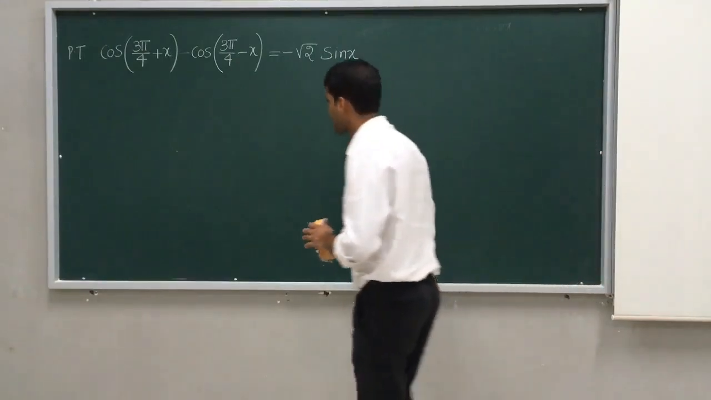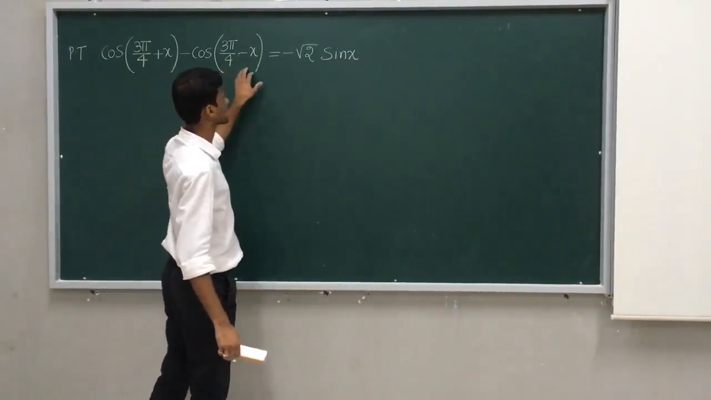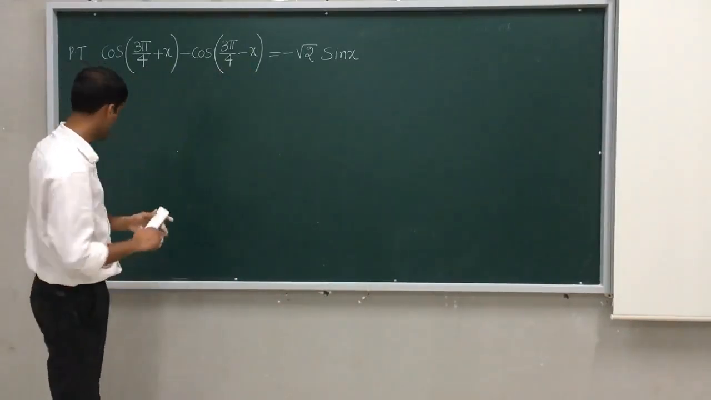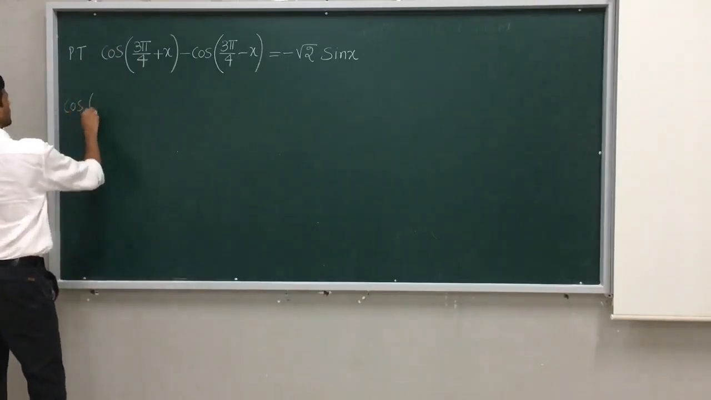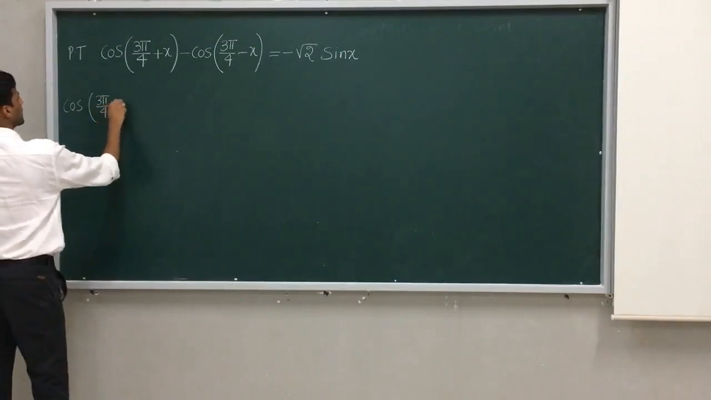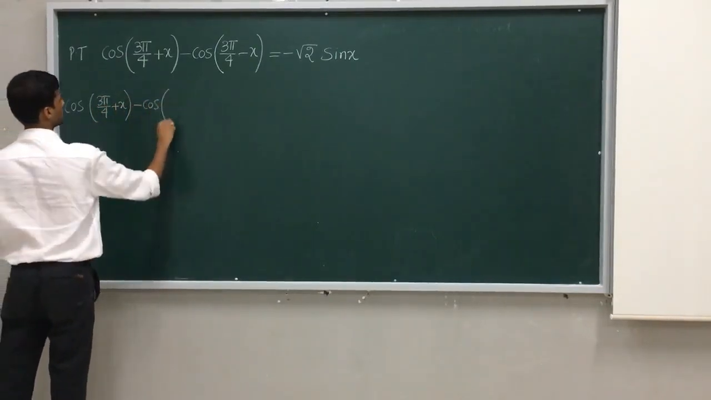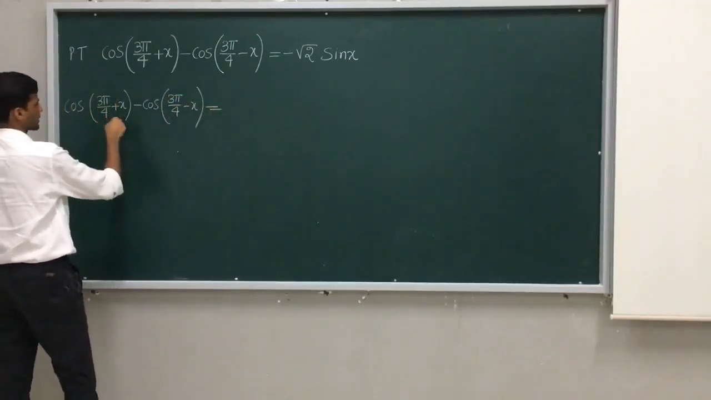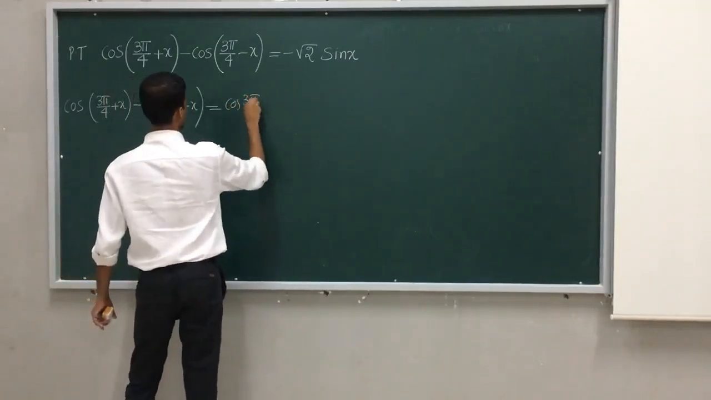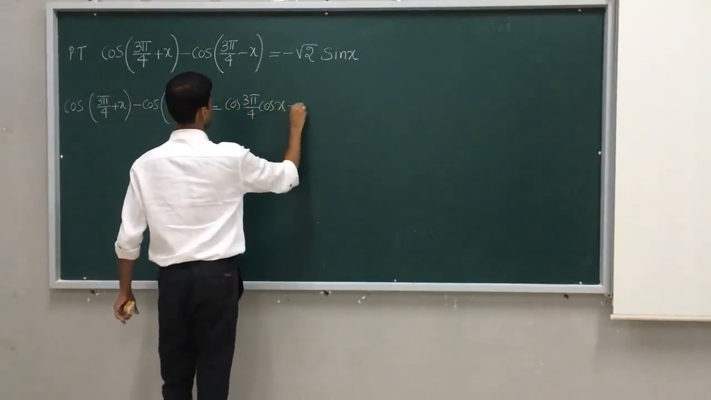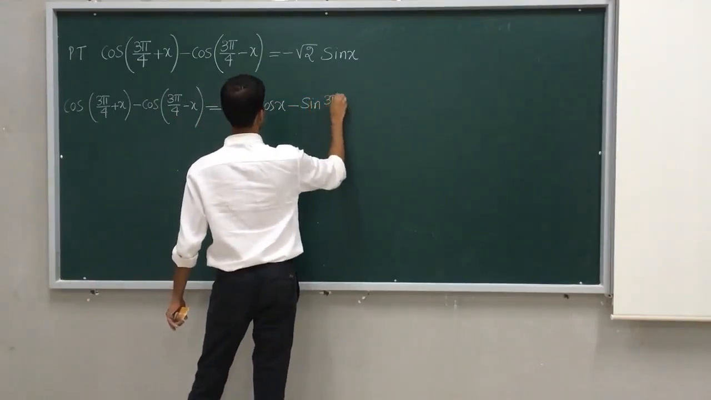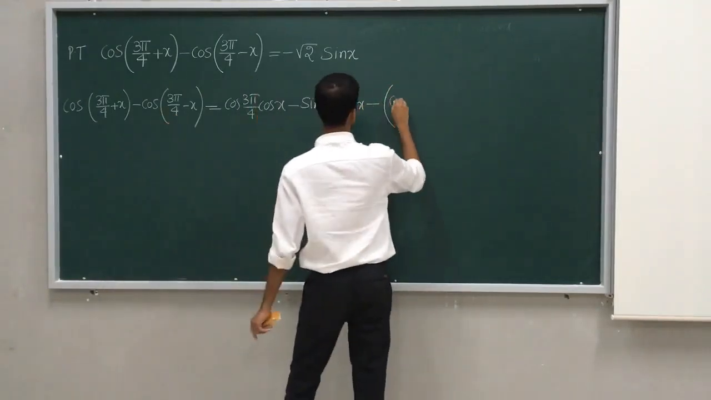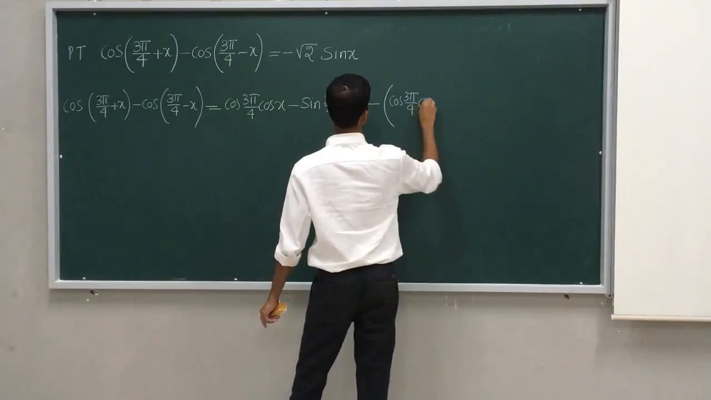Again, you have two methods to do. One is use cos x minus cos y, or if you want, expand it, it's your wish. So let me use the simplest method. Cos of 3 pi by 4 plus x minus cos of 3 pi by 4 minus x. I'll use cos of x plus y, that is cos A cos B minus sin A sin B, minus cos of A minus B, cos A cos B.